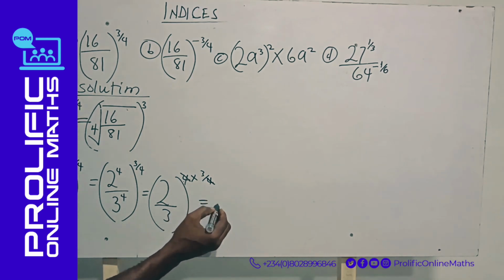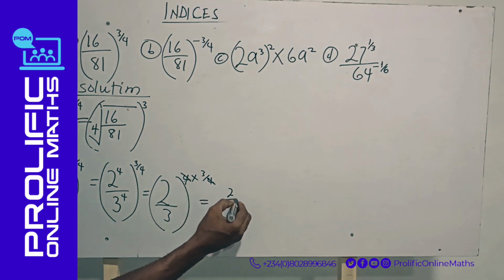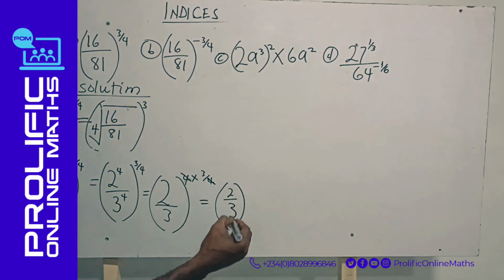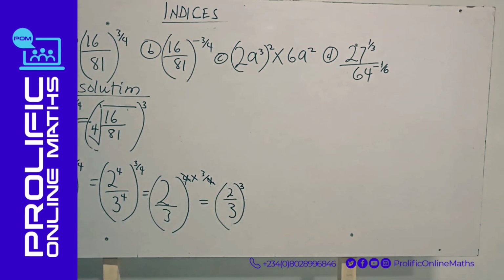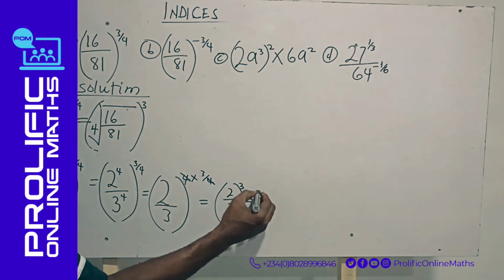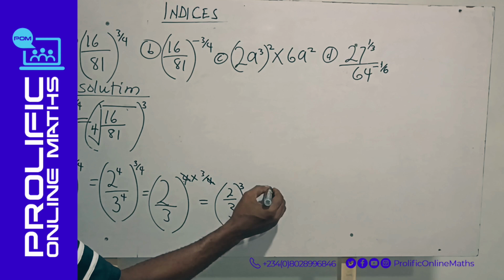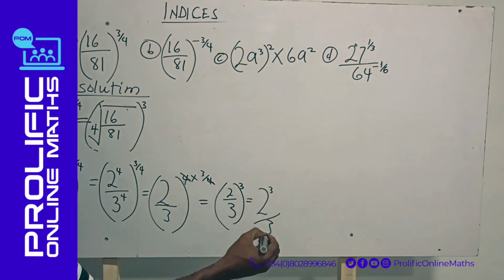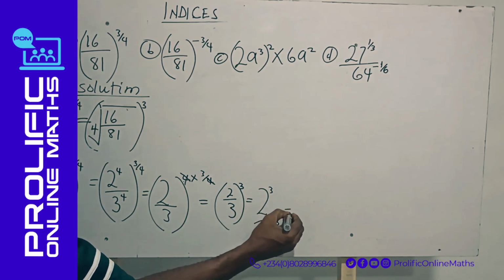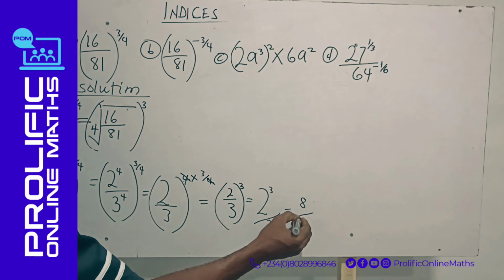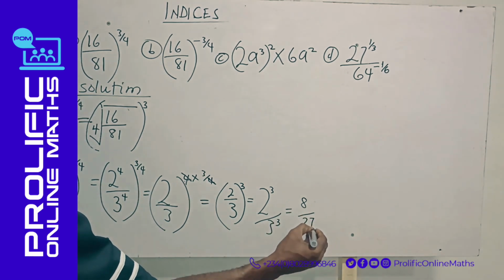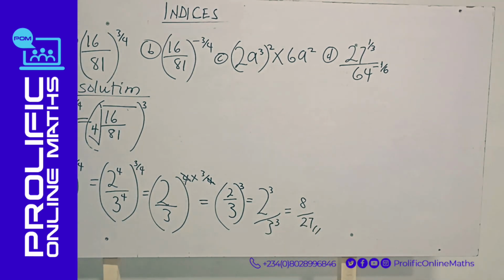So what we are having here left is 2 over 3 raised to power 3. Which we can express as 2 over 3 times 2 over 3 times 2 over 3, which will give us 8 over 27, which is our final answer.